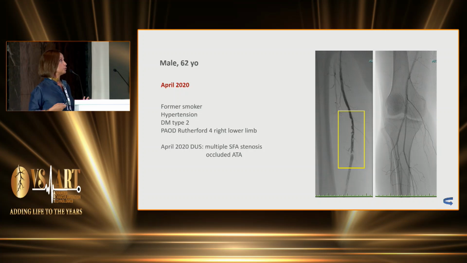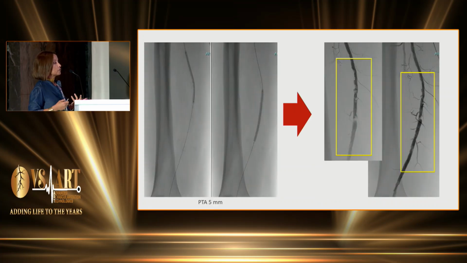And why did I start using that? This was a case that I performed in April 2020 in a patient, a former smoker with hypertension and diabetes. She has a Rutherford 4 classification with multiple SFA stenoses and an occluded anterior tibial artery. That was the lesion, so you can see they were very calcified, a short lesion. And we started with a PTA.